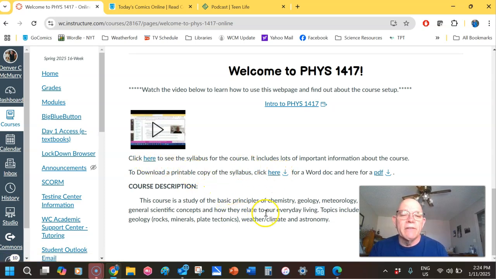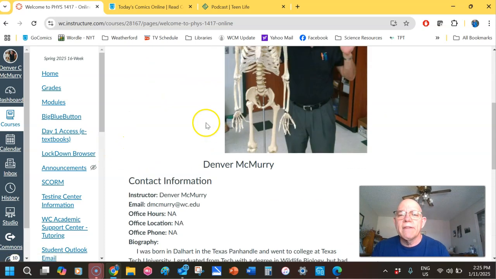And you can do that. It's a short description. Basically, this half of physical science is chemistry, geology, meteorology, and astronomy. We'll spend about half the semester on chemistry, and then the rest will be divided between geology, meteorology, and astronomy. So that's that first link.